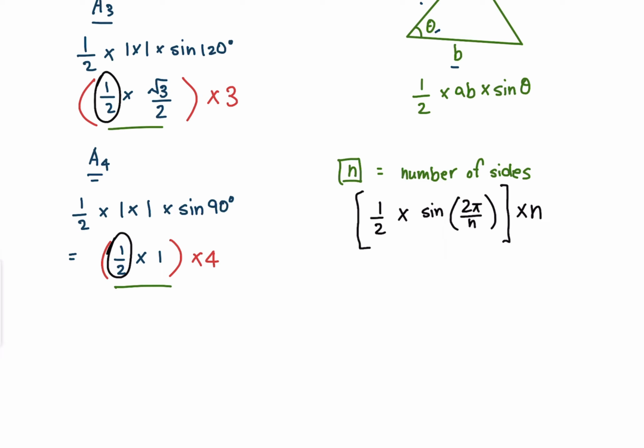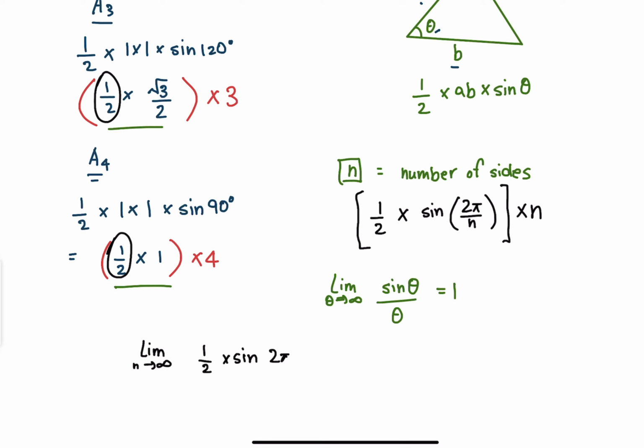But if you're familiar with trigonometry and calculus, then you would know that there is a formula: the limit as theta tends to infinity... sine theta divided by theta is 1. So how are we going to use this? Well, I'll show you. What we have over here is the limit, n tending to infinity, 1 by 2 times sine 2 pi by n times n.